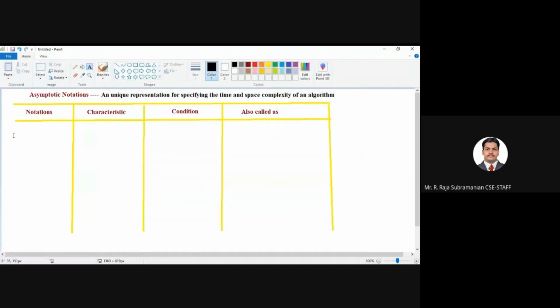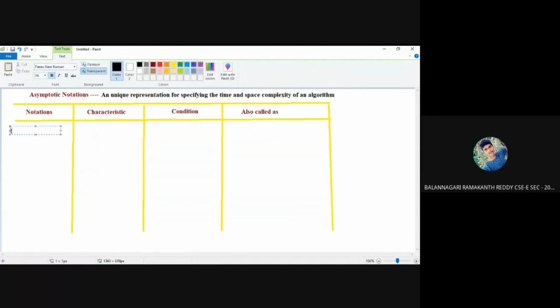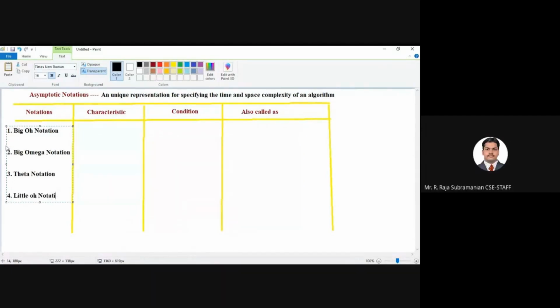So what is the first notation? Big O notation. Next, big omega notation. Next, theta notation. Fourth, little o notation. Fifth one is little omega notation.